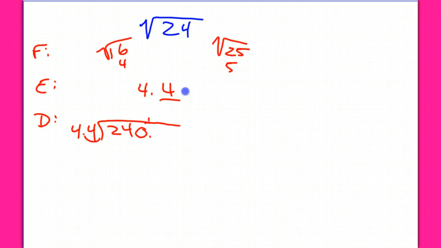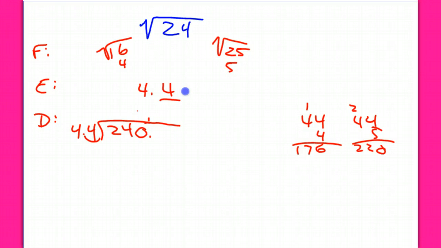And let's see, 44 can go into 240. Let's see if it goes in 4 times. 6 ones, 176. Wow, could it go in again? 44 times 5, 0, 2, 220. Wow, it can go in 5 times. So I've got 5 there.